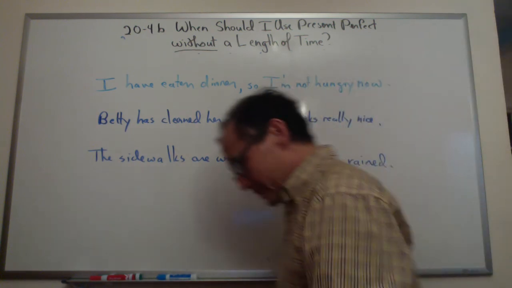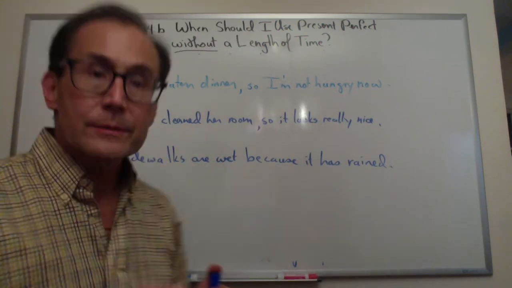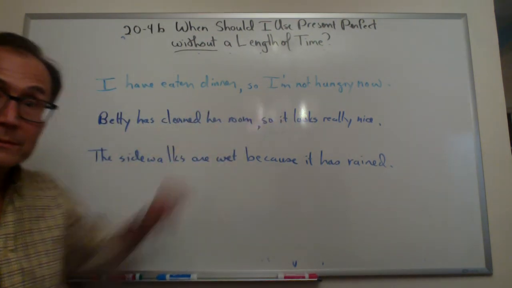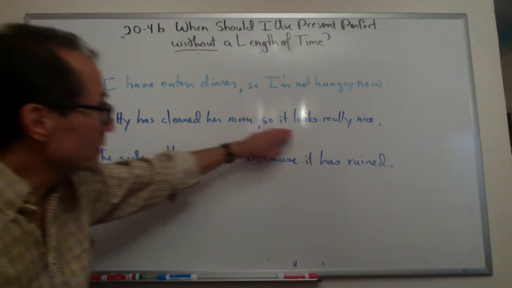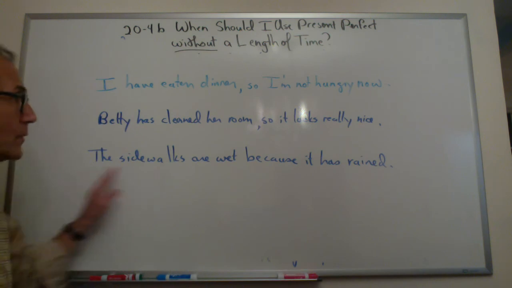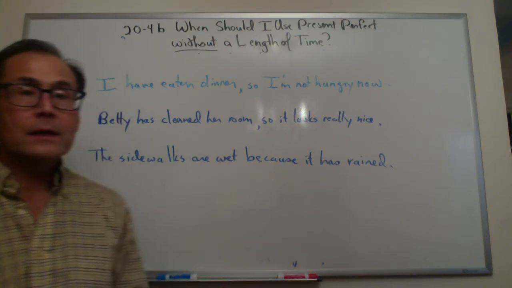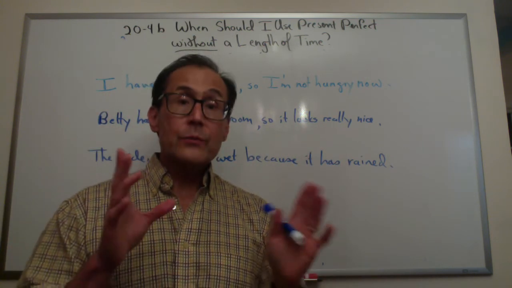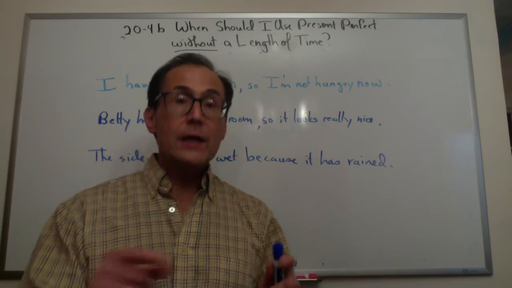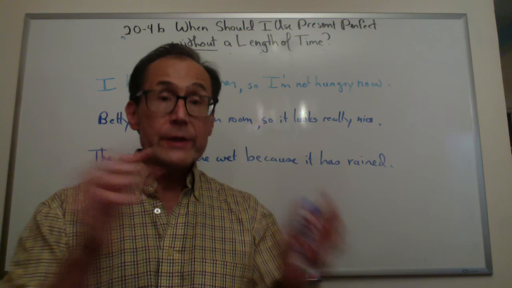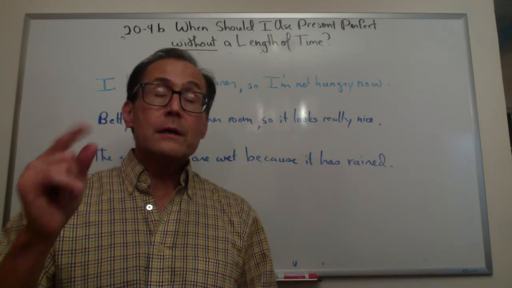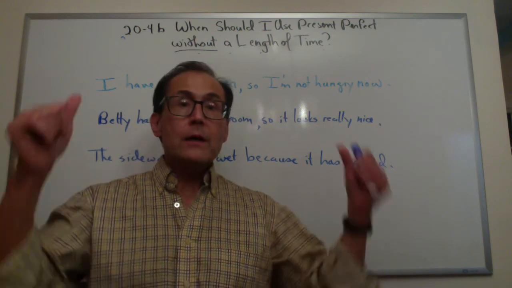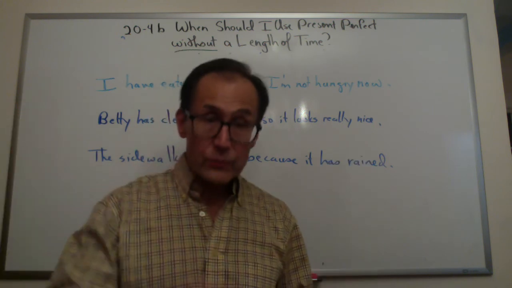Okay, so let's take a look at these sentences here. I have eaten dinner, so I'm not hungry now. Betty has cleaned her room, so it looks really nice. The sidewalks are wet because it has rained. This is the second time that we very commonly use present perfect with no length of time in English. Now, in the first time, when we talk about the whole life, for that, I must use present perfect. With this one, you have a choice, and we'll talk about that.